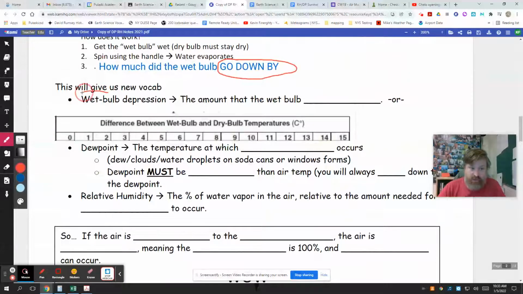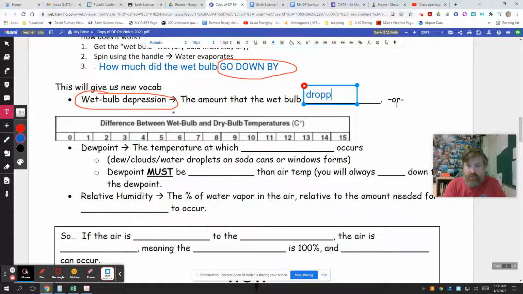That's going to give us this new vocab word right here, wet bulb depression. The amount that the wet bulb dropped by. How much did it go down? Not what is it?